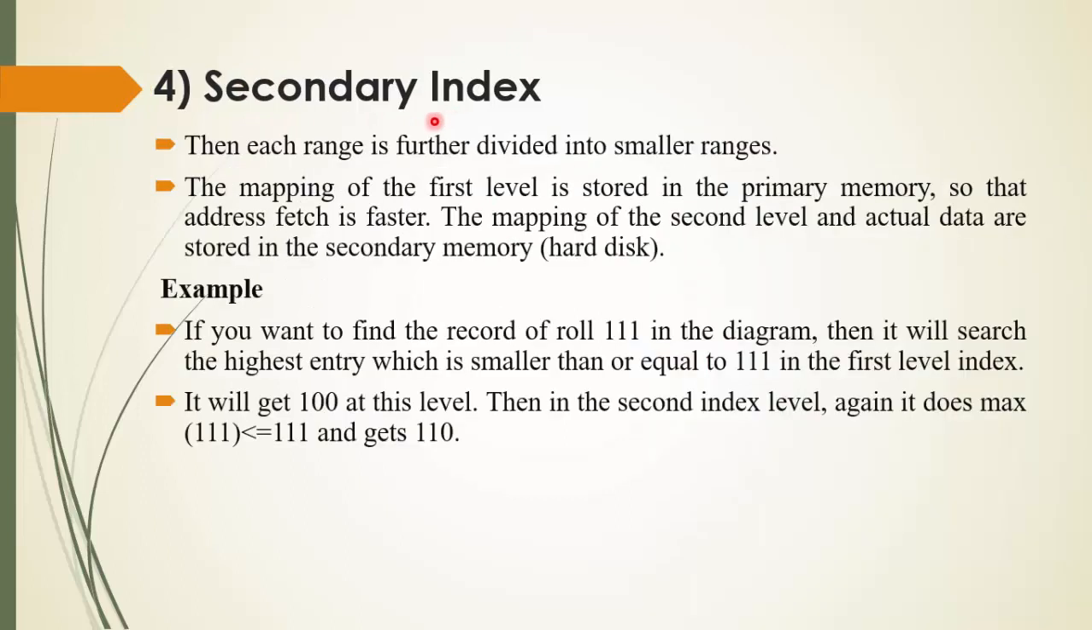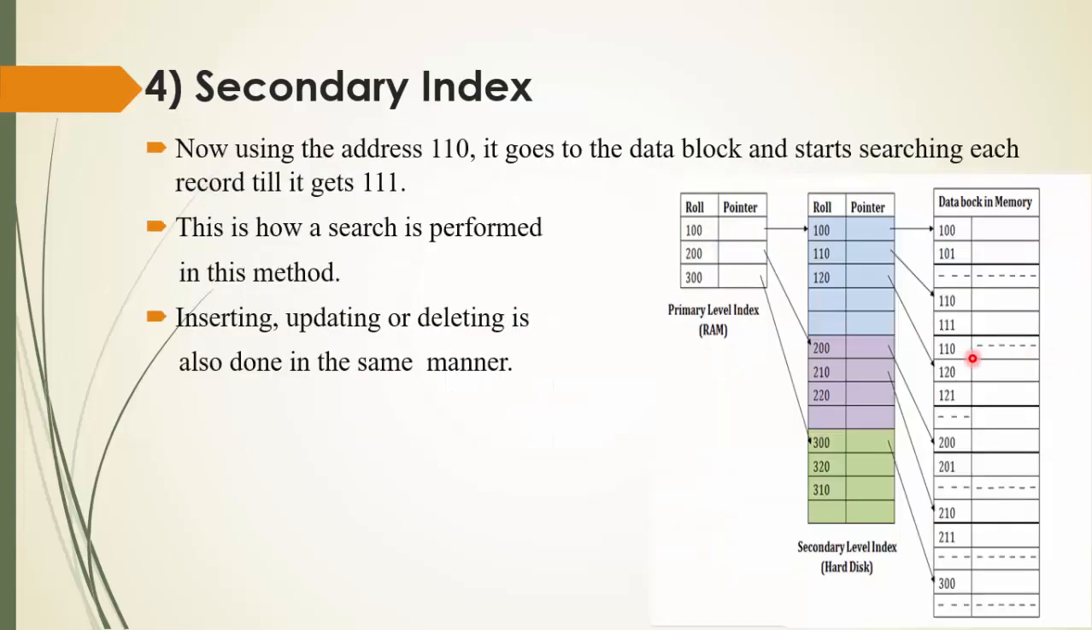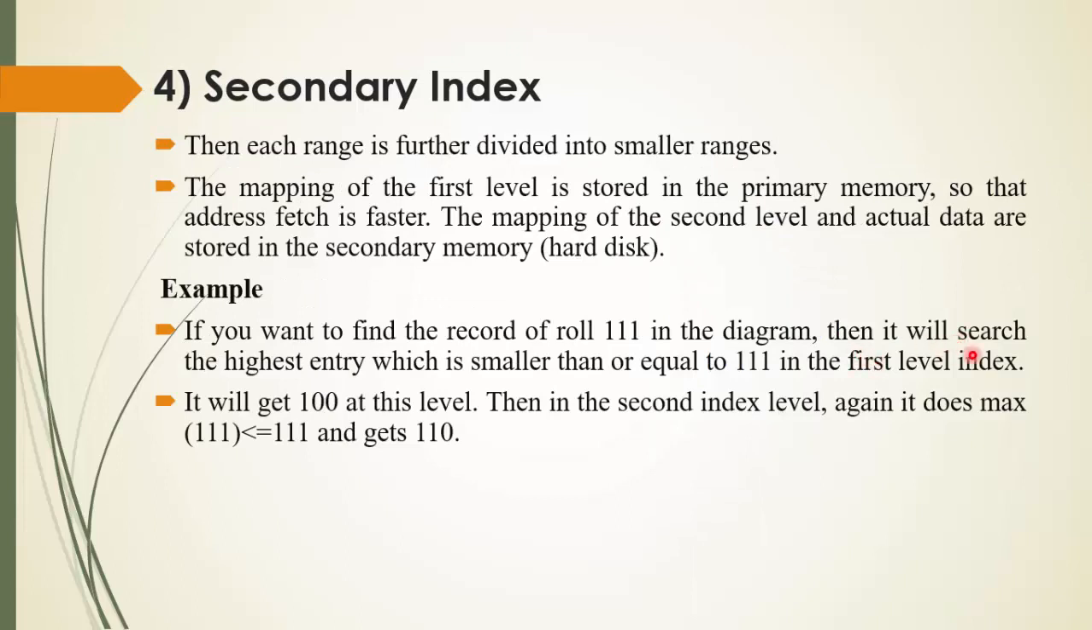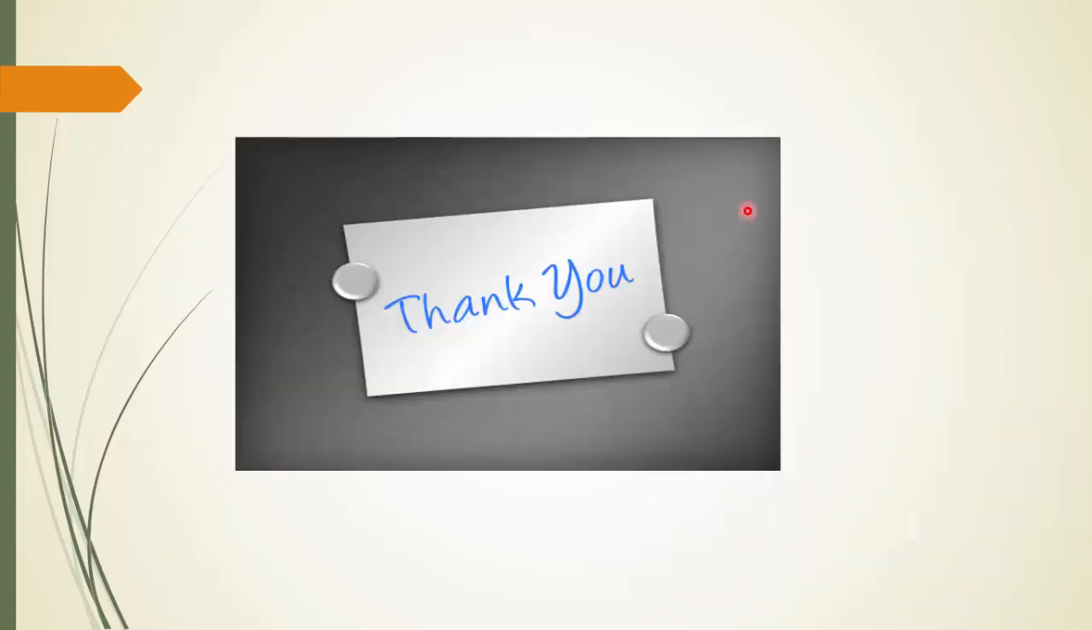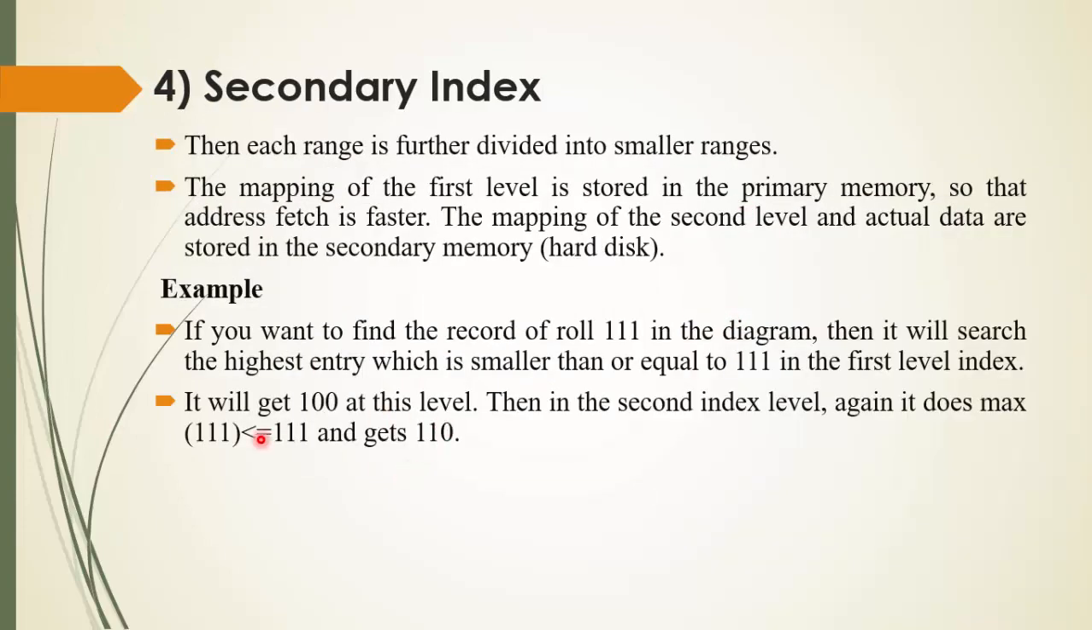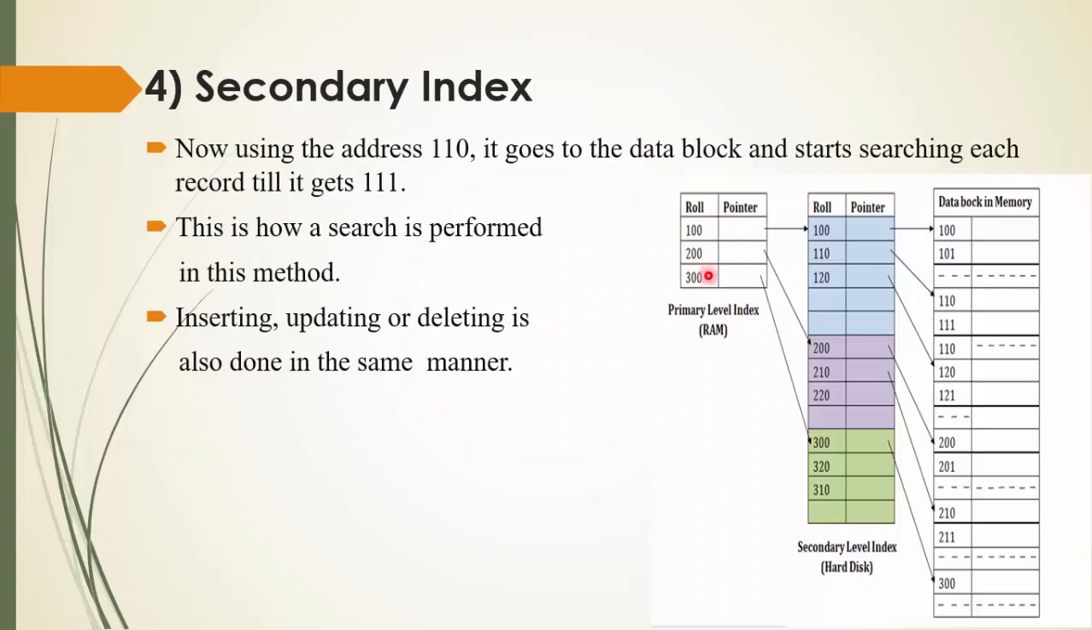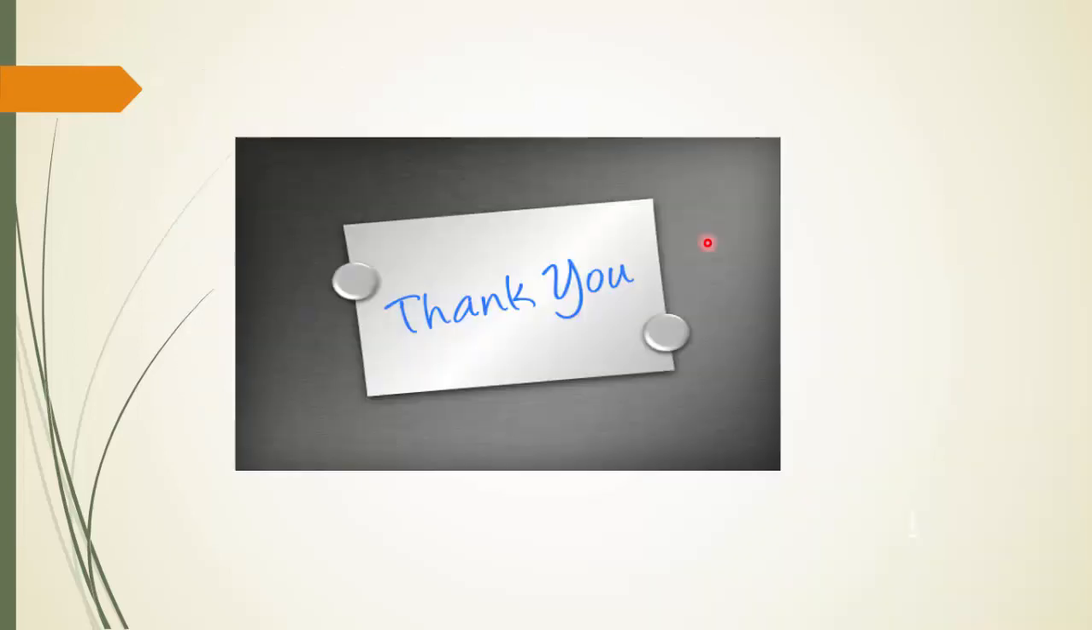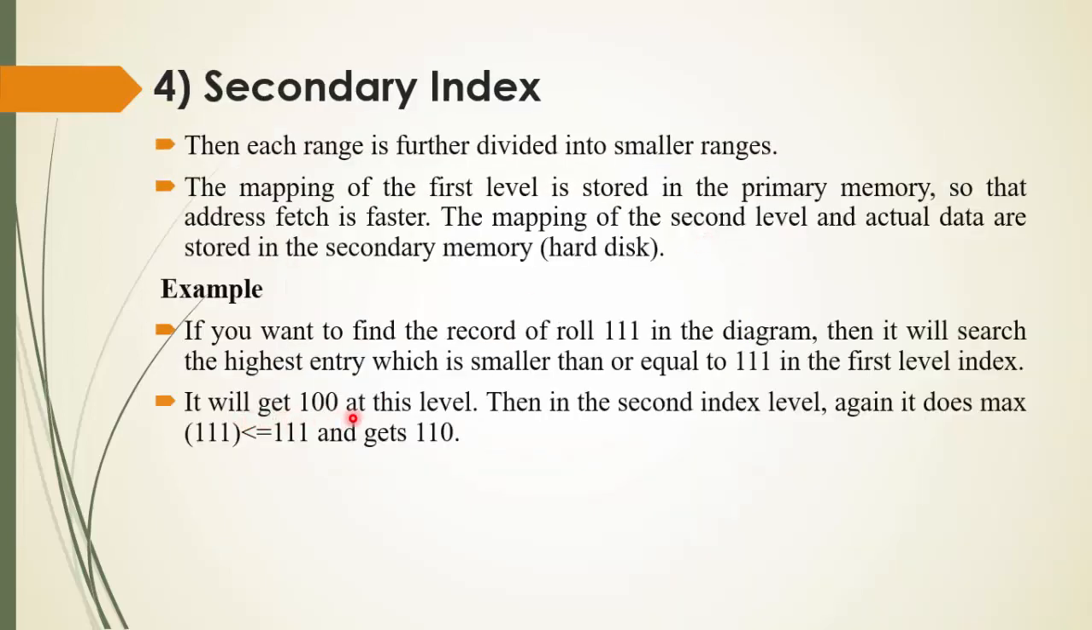See in the example, if you want to find the record of 111 in the diagram, I have to find the record 111. For that, it will search for the highest entry which is smaller than or equal to 111 in the first level index. Here we have 100, 200 and 300. So first 111 is compared with 100, and we find 100 over here. So it gets 100 at this level.